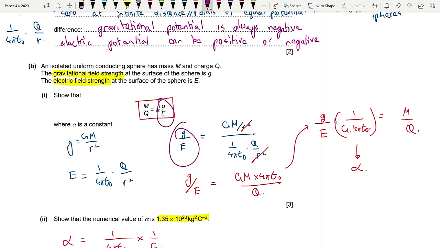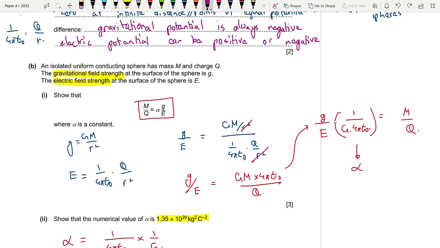I'm just copying them. I wrote g by e, which is gm by r square divided by 1 by 4 pi epsilon naught into q by r square. I can get rid of the r square on both sides, numerator and denominator. And after reciprocal, 4 pi epsilon naught actually goes to the numerator along with gm. And the whole thing is divided by q.